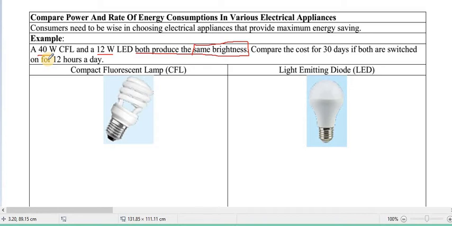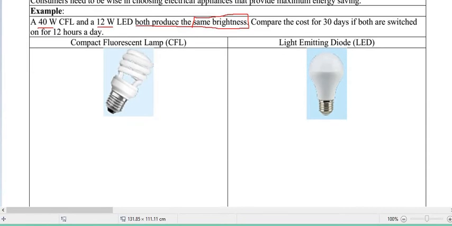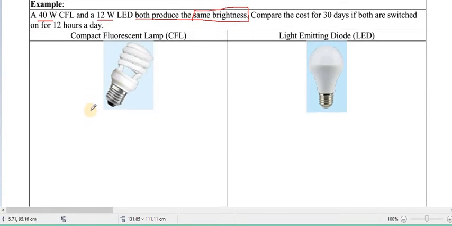Now we want to compare the cost for 30 days if both are switched on for 12 hours a day. So how to calculate the cost? Actually, this is something that you learned in Form 3 also, but just take it as a little bit of revision. First thing is you need to calculate the total electrical energy that you use, because the cost is based on how much energy you use. So you calculate the amount of energy used first.